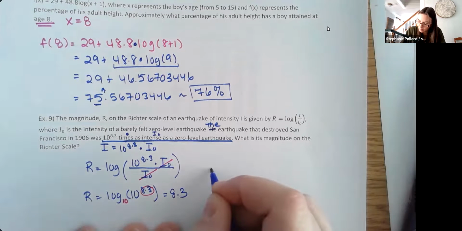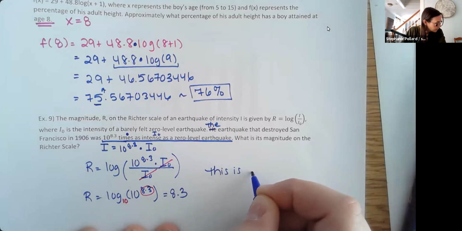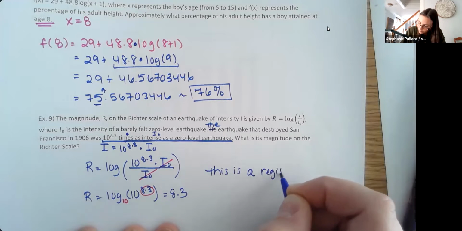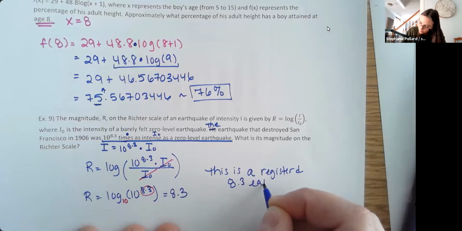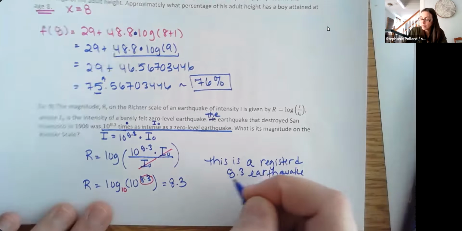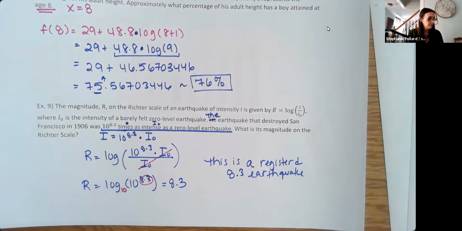So this would be an 8.3 earthquake. So when you hear them refer to the Richter scale, we're using a log scale there, and it's in reference to the intensity of a 0-level earthquake. So this would be an 8.3, which is quite high.